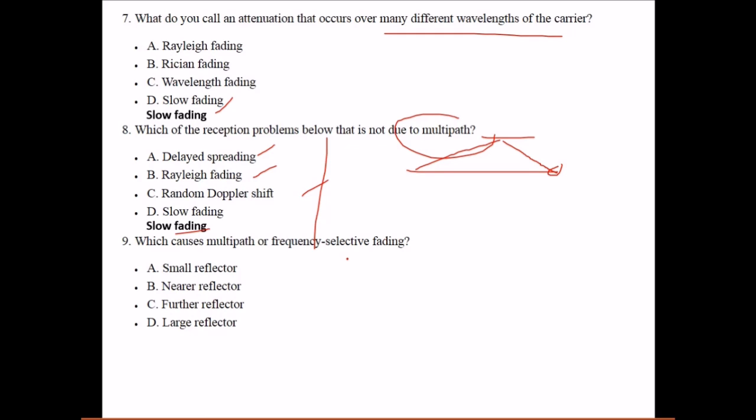Now, which causes multipath or frequency selective fading? What causes actually multipath or frequency selective fading? Which reflector? As I just suggested, if you have these sharp waves, where are the waves going to go? It is actually the large reflector. If a large reflector is there, then it causes multipath or frequency selective fading.